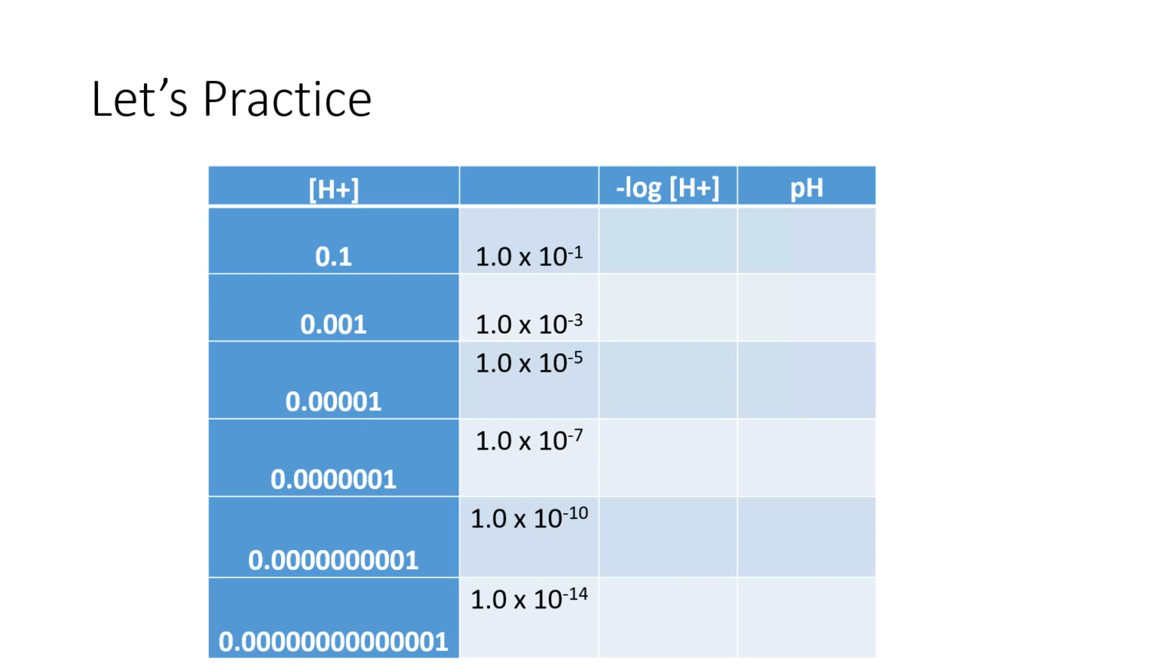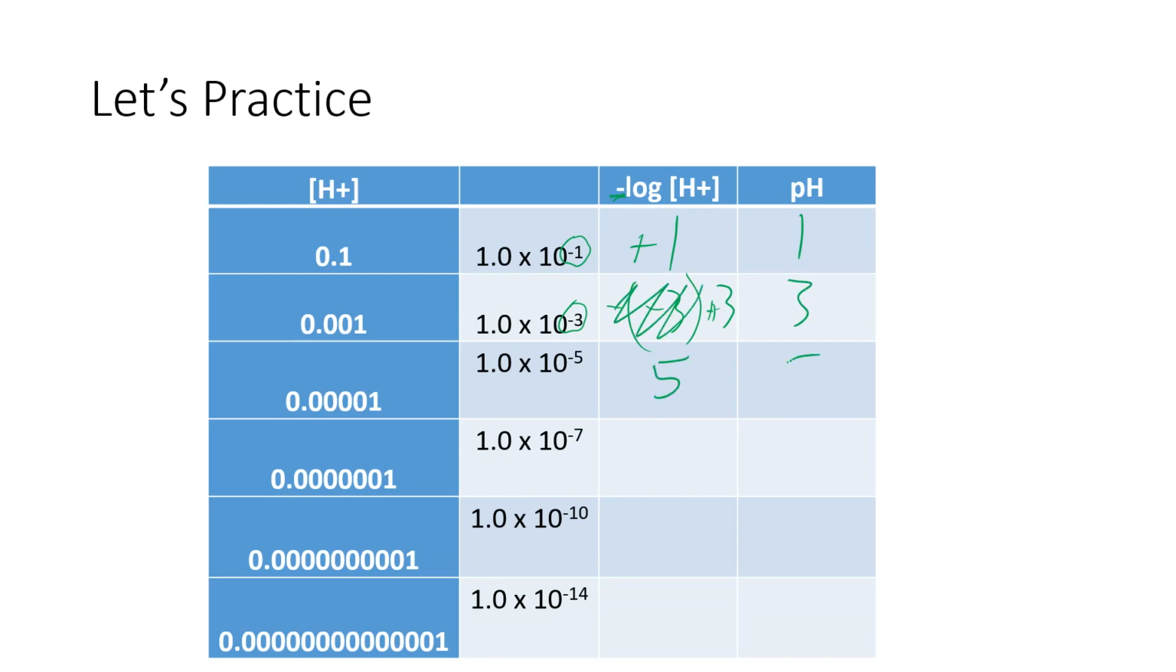The 0.1 is 1 times 10 to the minus 1. If I take the log of that, it would just be the power of 10, right? Minus 1. And if I want that negative, I want that to be plus 1, right? Negative 1 is plus 1, so the pH would be 1. The power here is negative 3, so the log of that is negative 3. And if I want a negative 3, that becomes positive 3, right? So the pH would be 3.